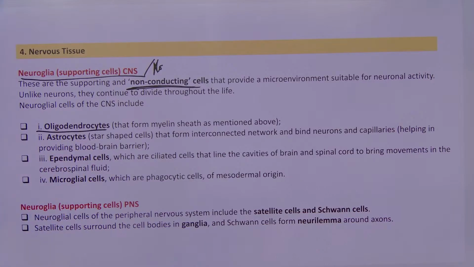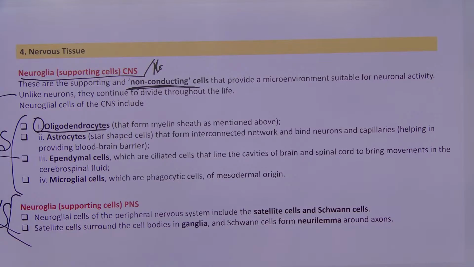So these non-conducting cells are also classified into two based on the location. If these non-conducting cells are responsible for the central nervous system, this is one part, and if it is the peripheral nervous system, this is the second part. The cells responsible for the central nervous system are four. First one is oligodendrocytes.